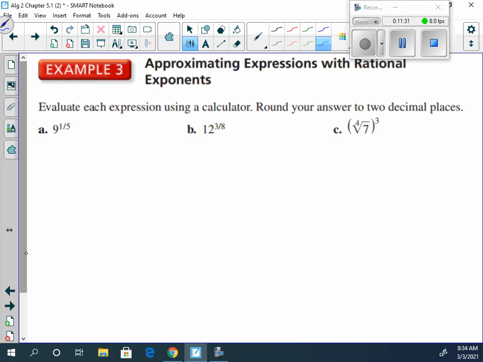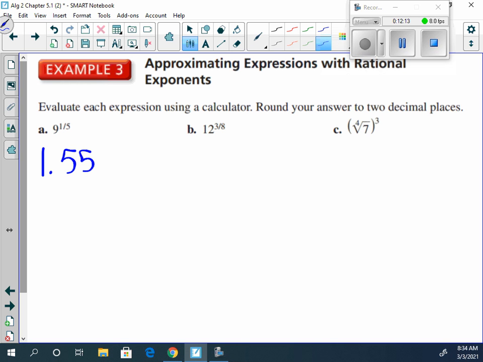All right, we'll do 3 of these and then move on. Evaluate 9 to the 1/5 using a calculator. So what can we do? We can do 9 to the 1/5 and see what we get. 1.55. And that's it, because when we evaluate these with the calculators, we just type them in.